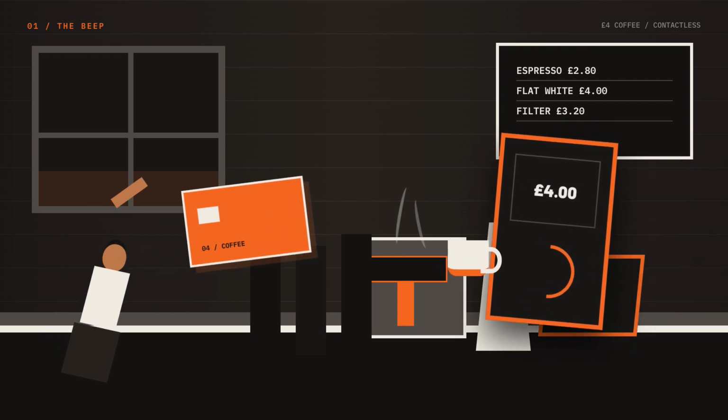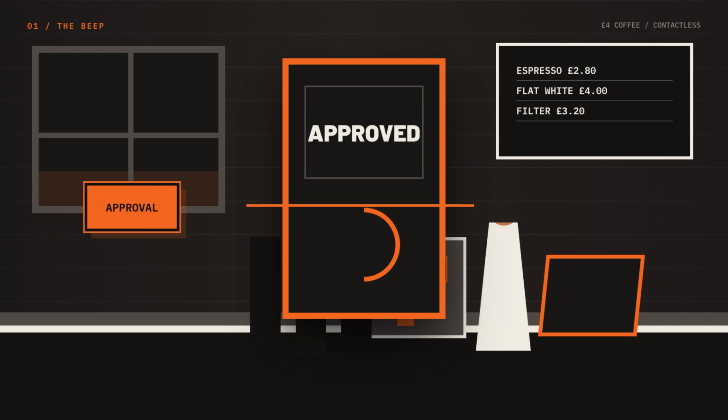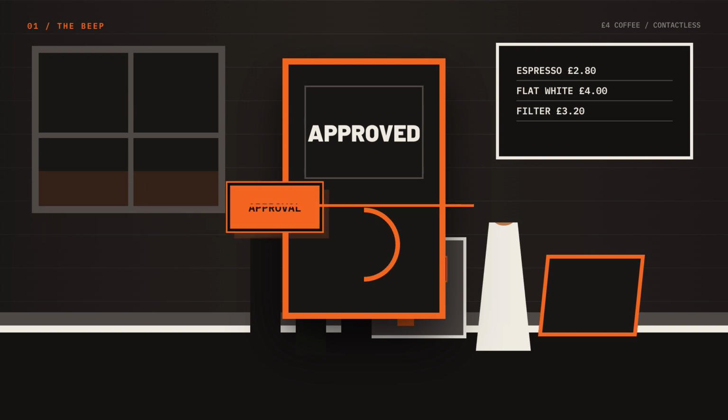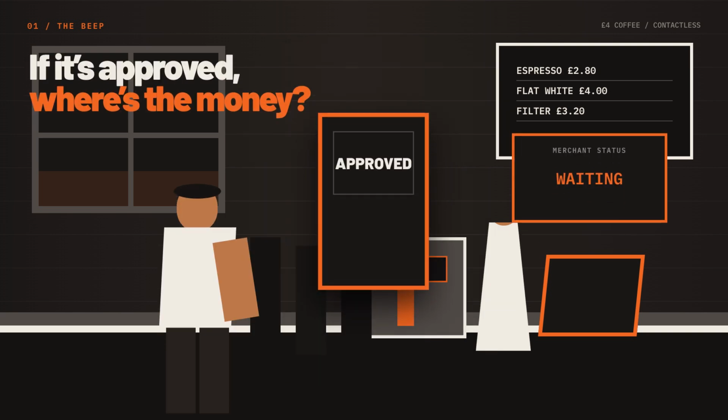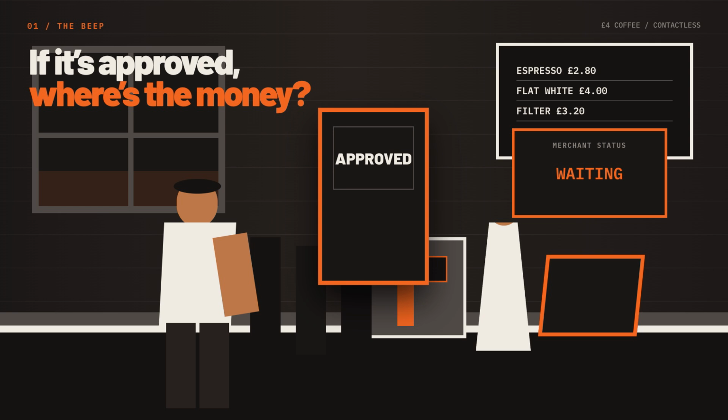You tap your card for a £4 coffee. Beep, approved. It feels like £4 just jumped from your bank to the cafe. It didn't. A message raced through several companies, asked your bank for permission, then returned. The money itself could move later. So what did that beep really mean? Let's follow it. And where exactly did the money go?